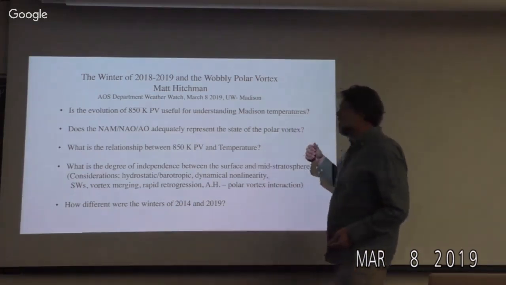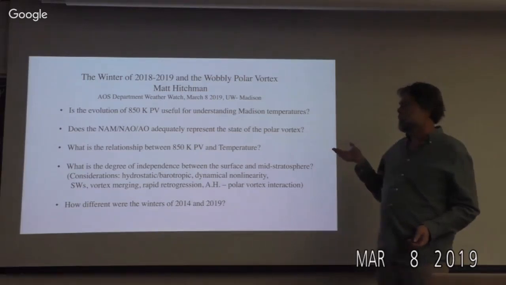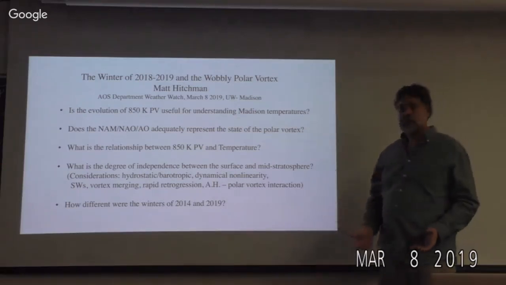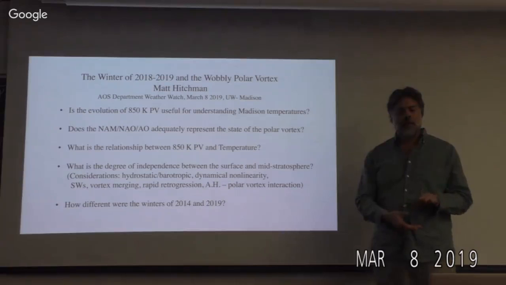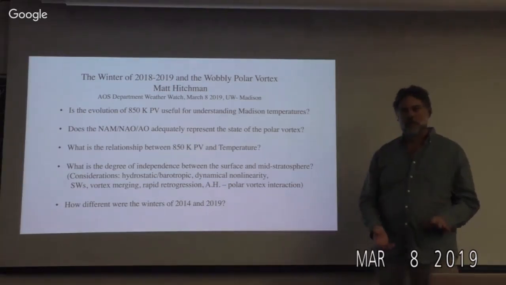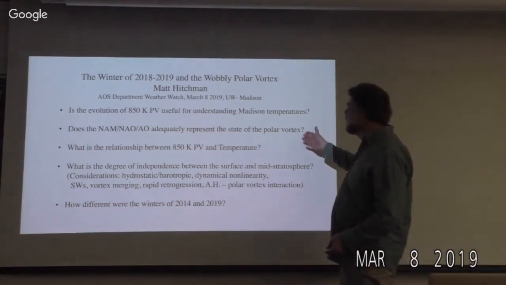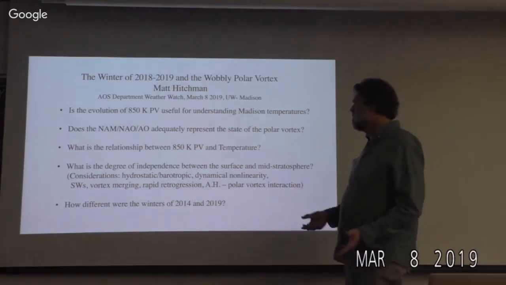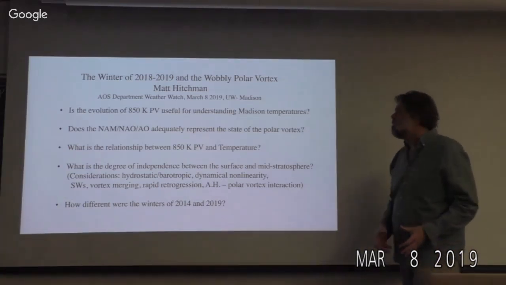Anyway, the primary question I had in mind is the evolution of the 850 Kelvin PV surface, which is at 30 kilometers or so. Is it useful for understanding mass and temperatures at the surface? That's quite a stretch. That's a long distance vertically away, with a lot of intervening layers which behave in a different fashion. It may seem preposterous to think that the two could be intimately linked, but let's try. And then the question that came up in trying to relate this to the NAM index is, does it really adequately represent the state of the polar vortex relative to us when we have a lobe of high PV overhead?